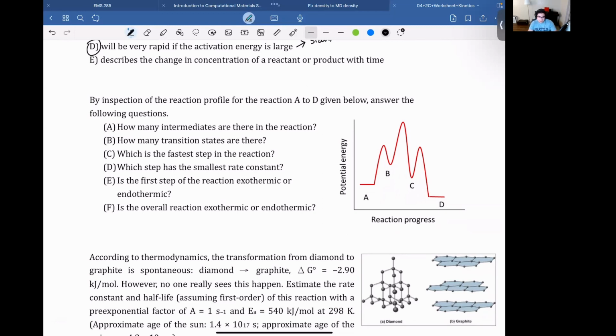So how many intermediates are there? Intermediates are things that you have in the middle of the reaction. So they're not at the ends. That's a reactant. That's a product. Reactant is here. Product is here. So the intermediates are the things that form in between.